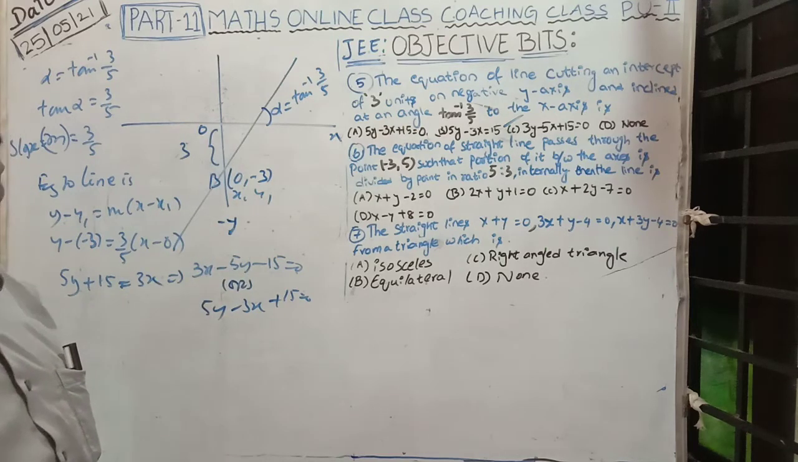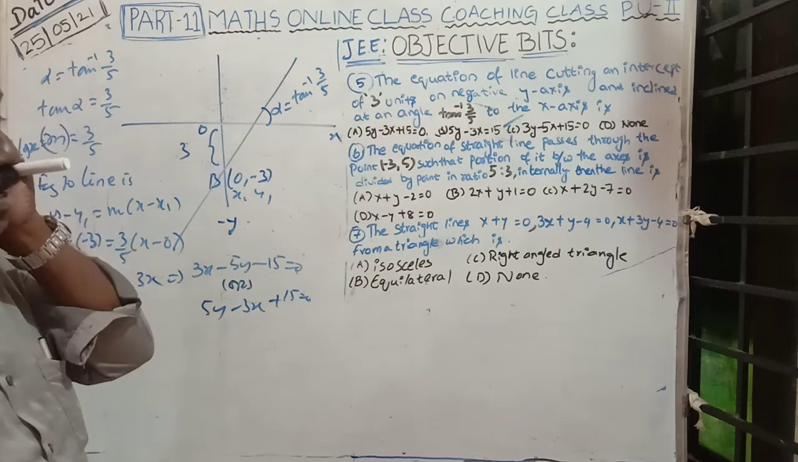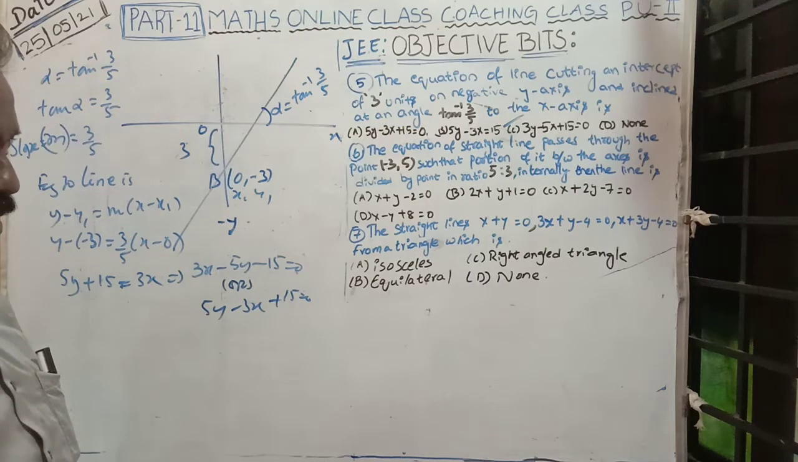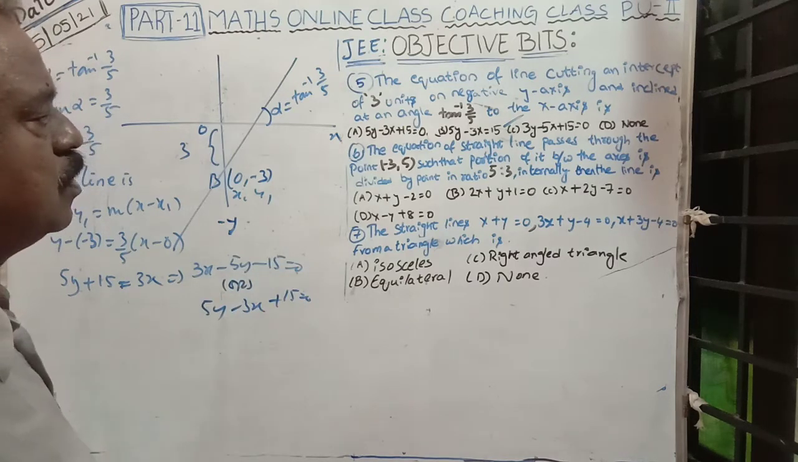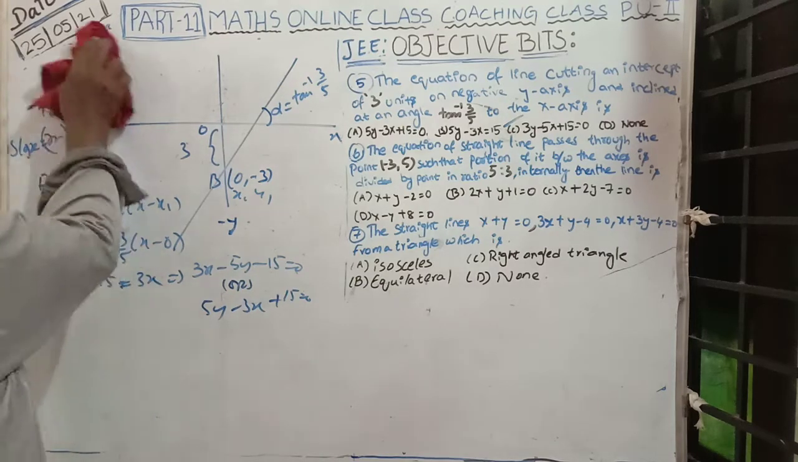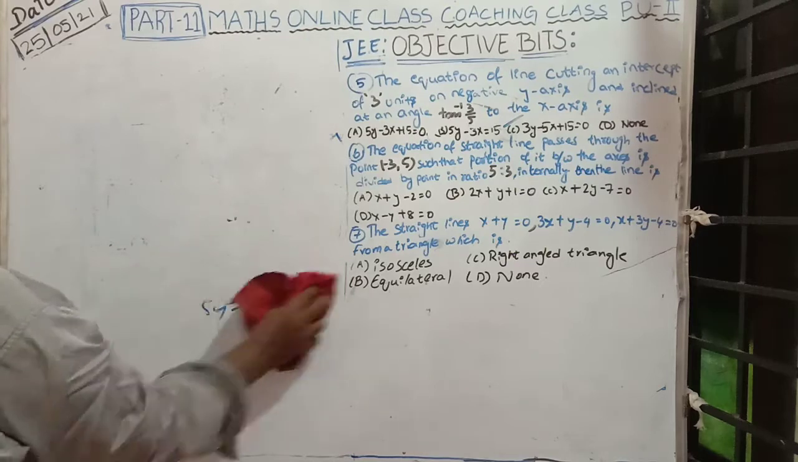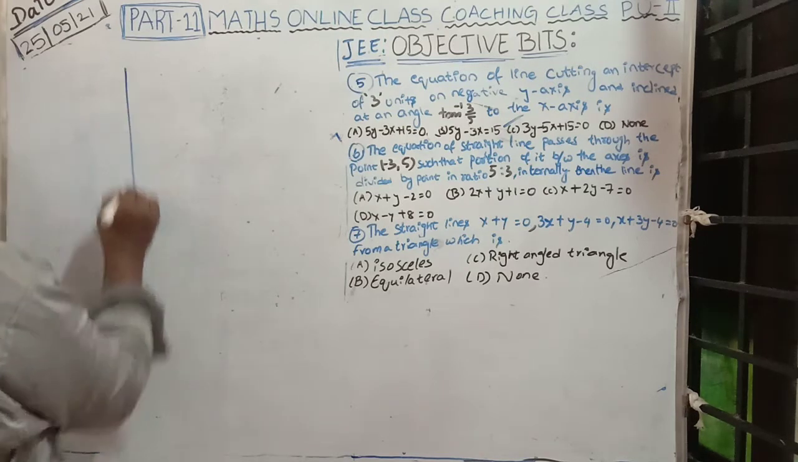The equation of a straight line passing through the point (-3, 5) such that the portion of it between the axes is divided by the point in the ratio 5 is to 3 internally. Then the equation of the line is... a very good concept. I will tell one formula, a direct formula.